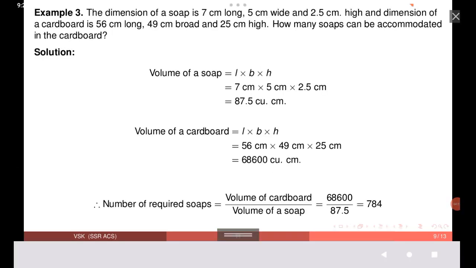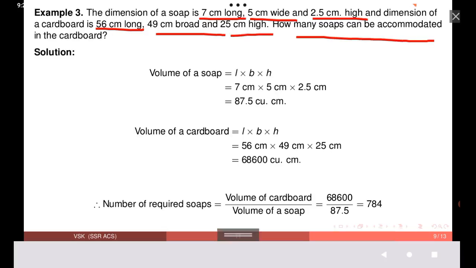Now let us read this question. The dimension of soap is 7 cm long, 5 cm wide and 5 cm high. And dimension of cupboard is 56 cm long, 49 cm broad and 25 cm high. So how many soaps can be accommodated in the cupboard? So this is the question.